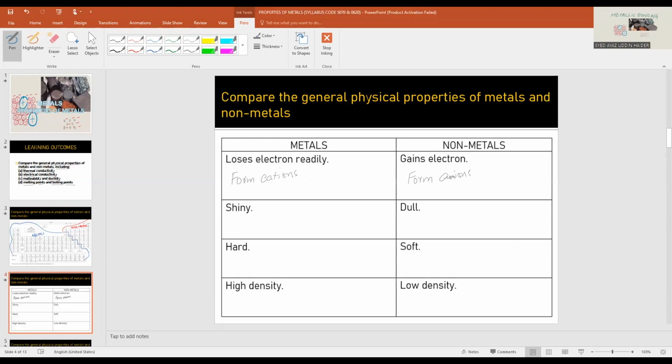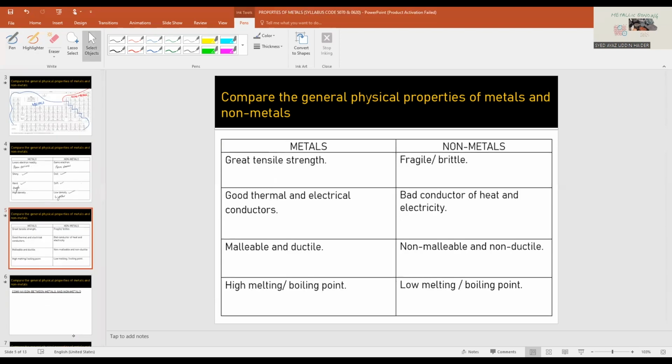The other properties of metals are that they are shiny, hard, tough, and have high density. Non-metals are usually dull, soft, and have low density, or you can even say they are lighter than metals. I will continue with this comparison.